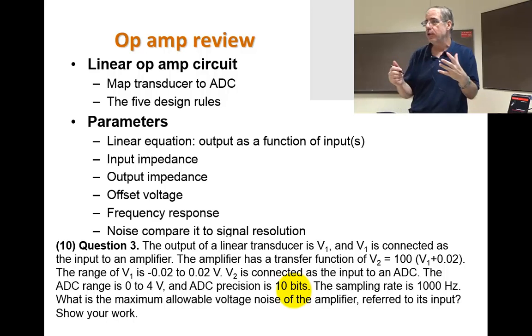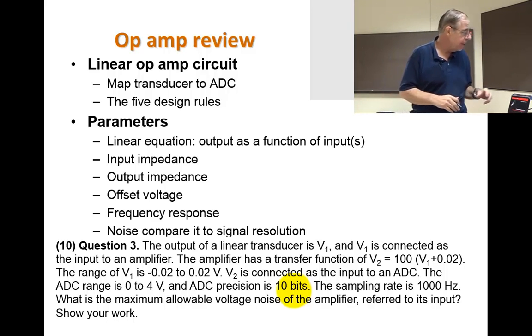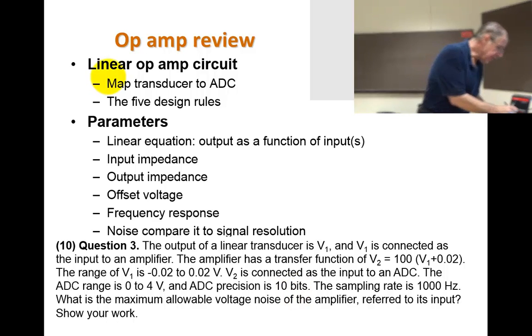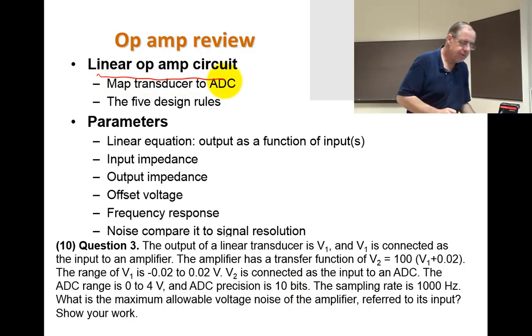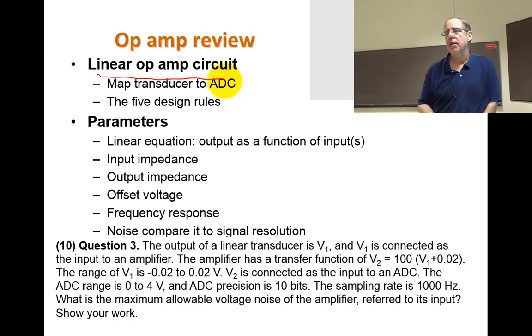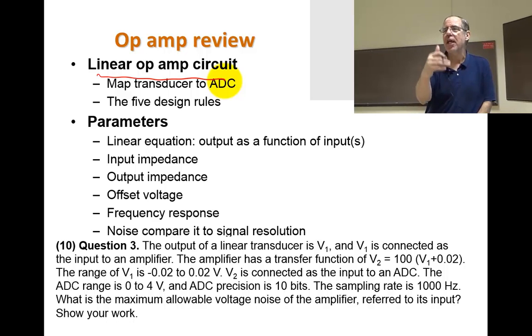Before I get into the instrumentation amp, I'd like to review the op amp lecture from last time. So this is a review from the previous lecture. We saw that we used op amps to create a linear circuit. So what does it mean to be a linear circuit? If I say this circuit is linear, what does that mean?